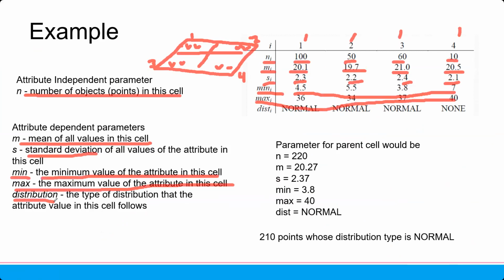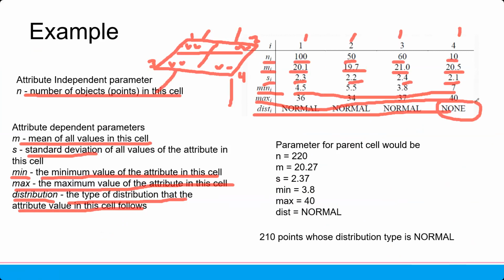The distribution is the type of distribution that the attribute values in the cell follow. Okay, so we know that the distribution in cell 1 is normal, the distribution in cell 2 is normal, the distribution in cell 3 is normal, the distribution in cell 4 is none. Okay, we do not know the distribution. Then, yeah, I can create the higher level.